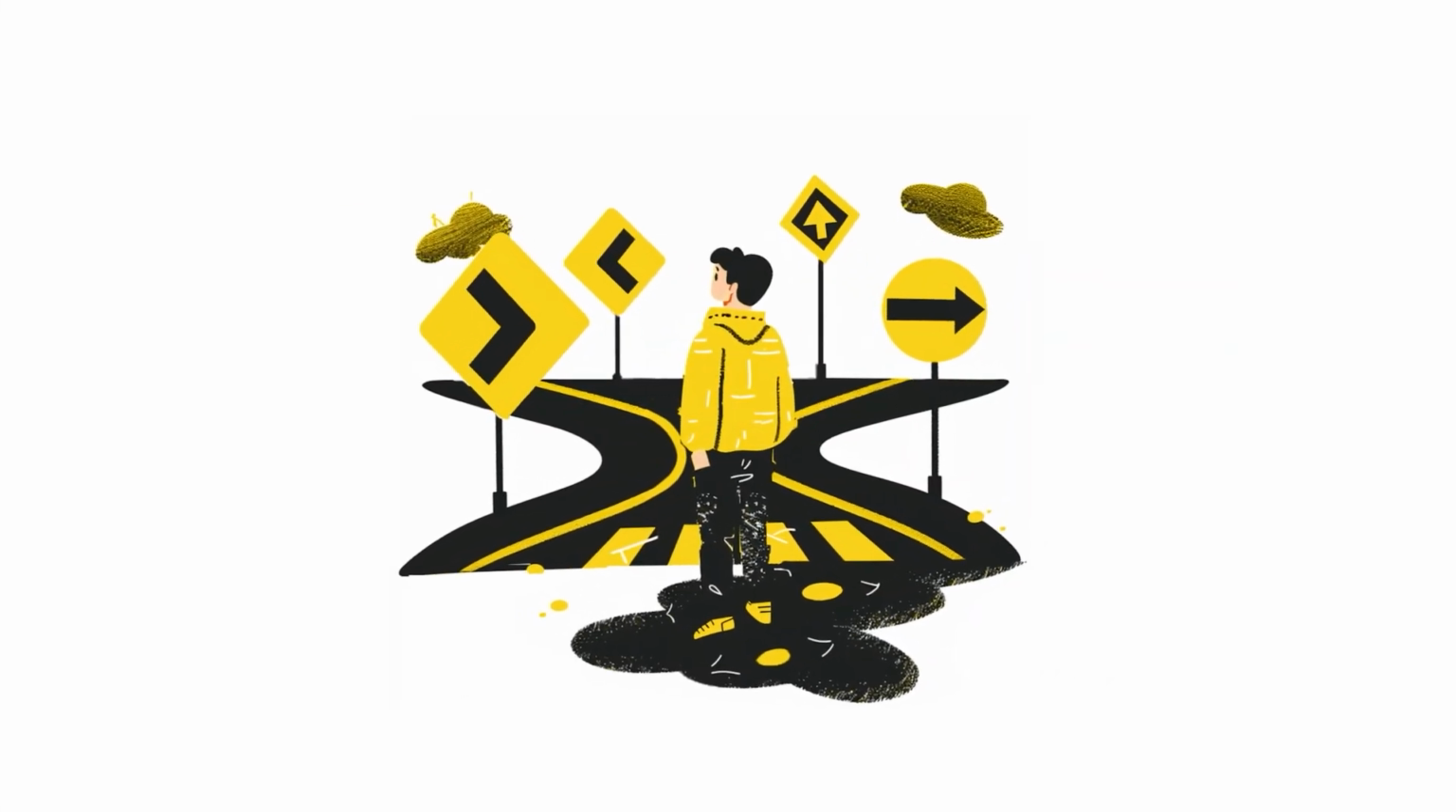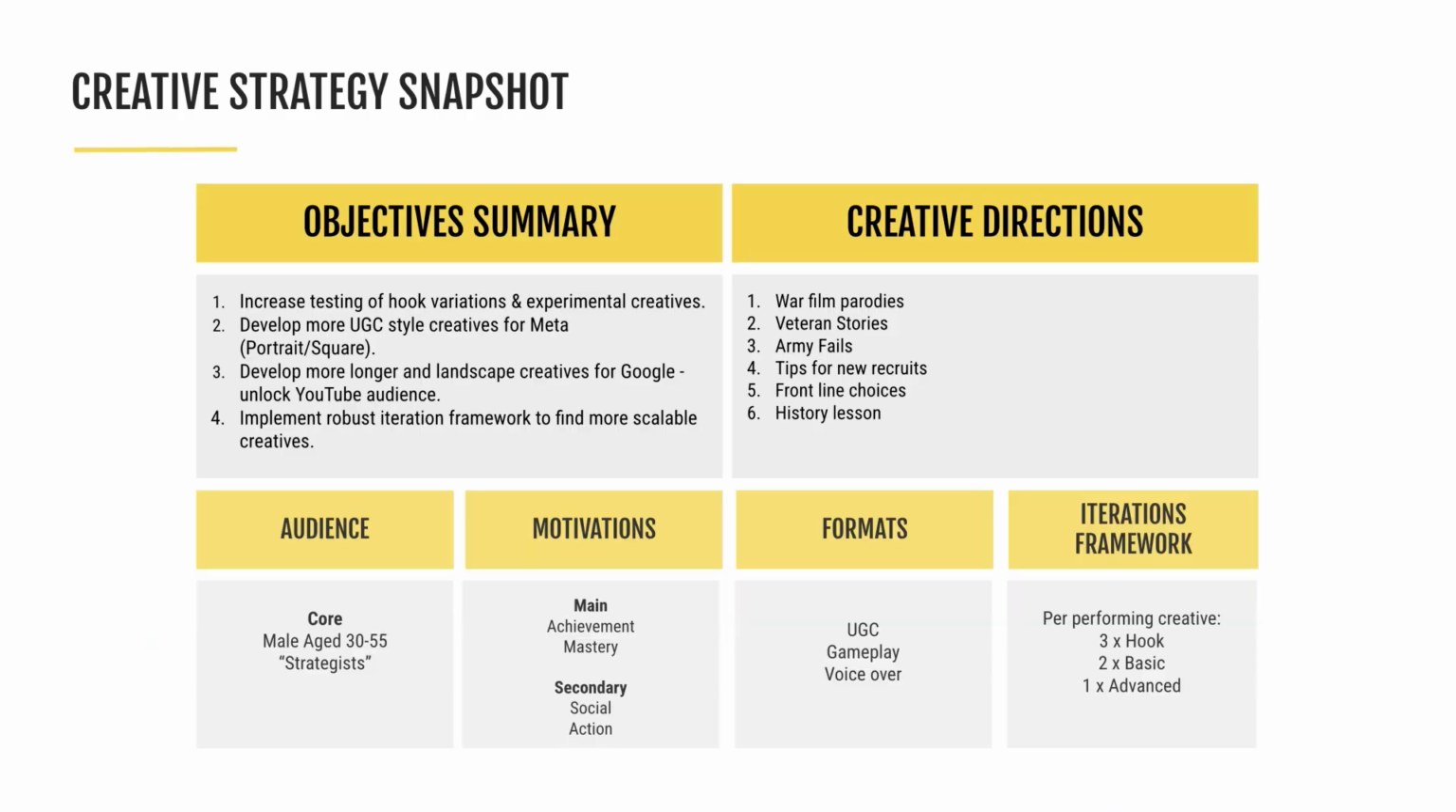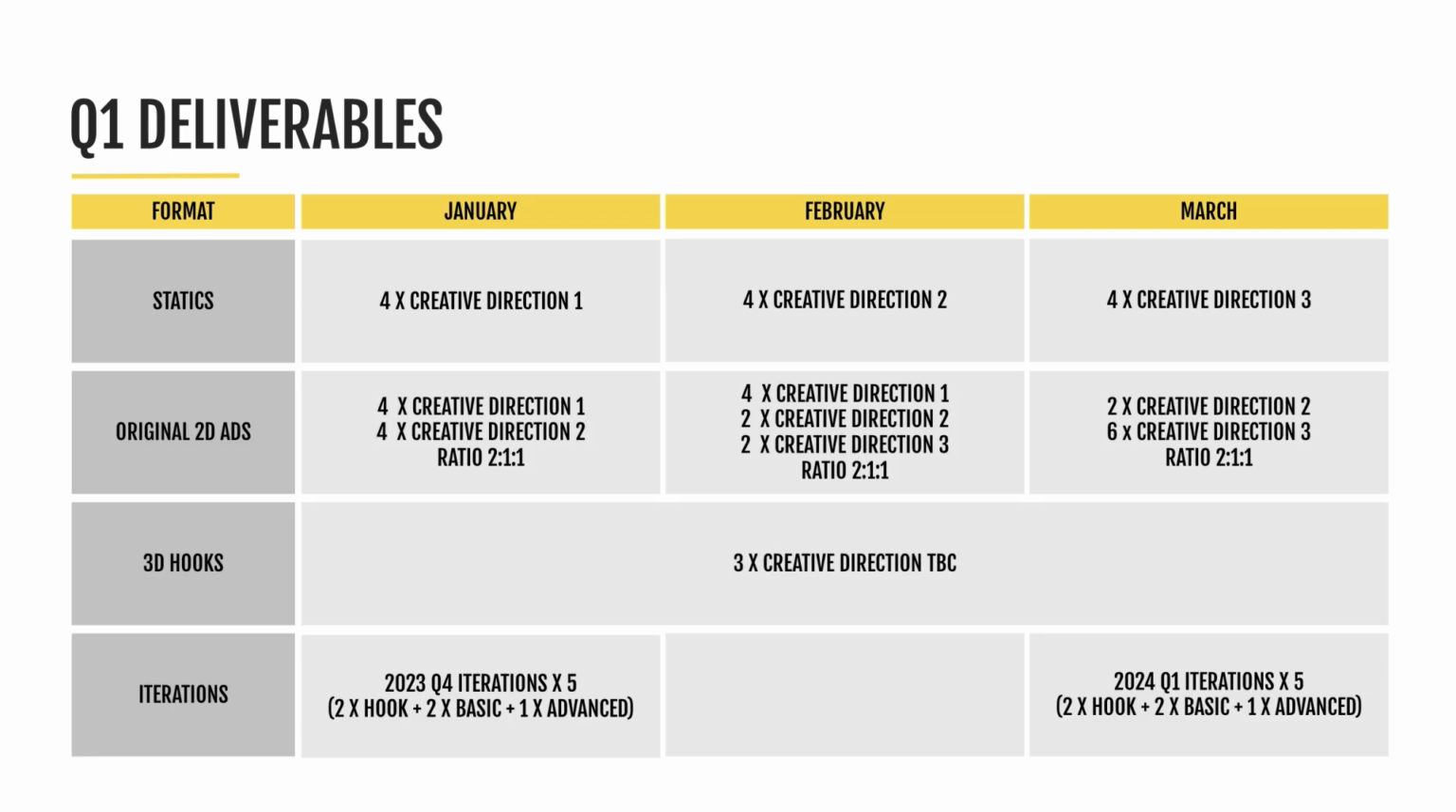If at any point, as a team, you are unsure in which direction to go, referring back to this should provide the answers. It's multifaceted and can include a lot of things like objectives, creative directions, channels, formats, key messaging, CTAs, audience information, cadence of creatives, and also a testing plan on how you're going to test your creatives.